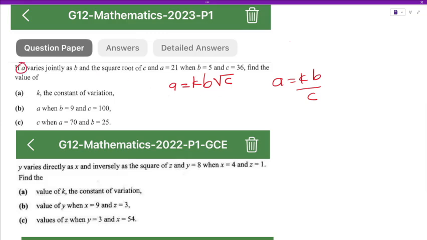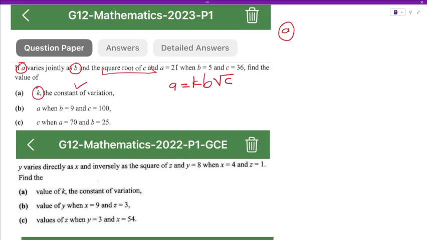A varies, you write that, equals K as what? B. You write your B, and the square root of C. The square root of C is what we have there. So that is your formula for that one. Now we can start solving. So how do we find the value of K? Because that's the first question they're asking us. Find the value of K, the constant of variation.